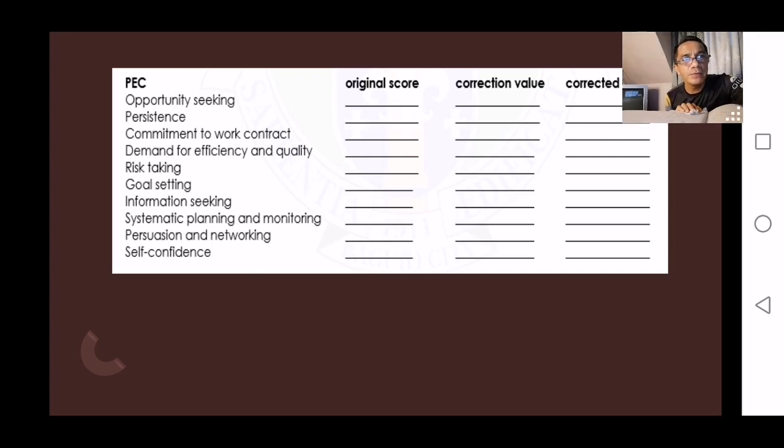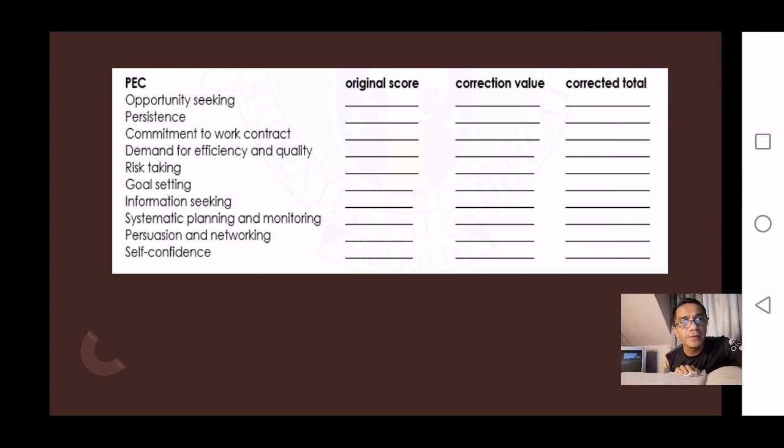Okay, so baba ko lang yung camera section. Tingnan natin dito. So yan yung mga PECs. 10 yan. Opportunity seeking is 1, persistence is 2, commitment to work contract is 3, demand for efficiency and quality is 4, risk taking is 5, goal setting is 6, and so on. So 10 yan. O di ba?